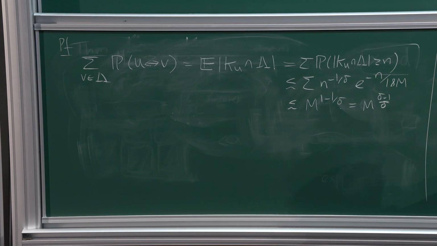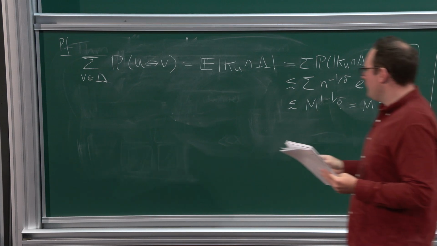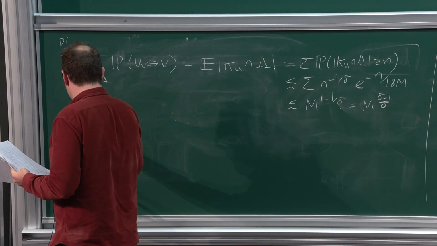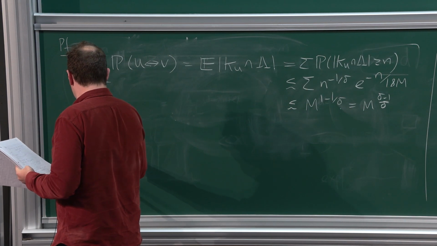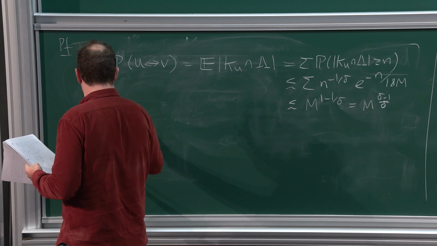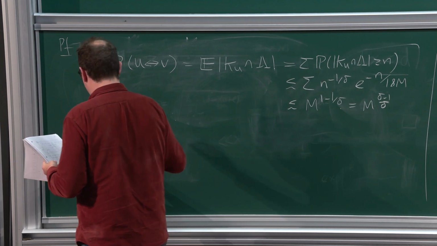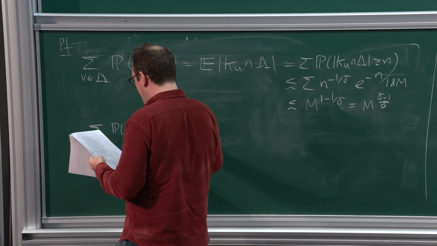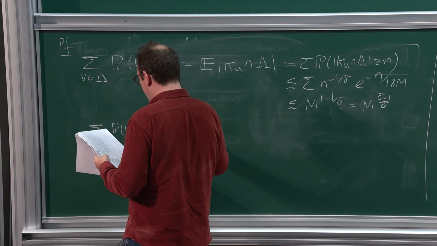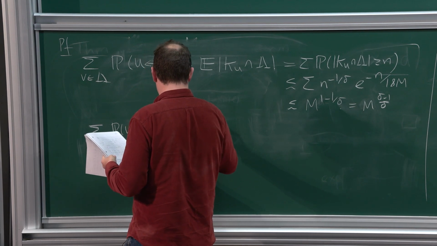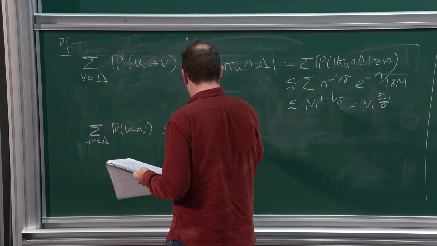Okay? In particular, if I sum over both vertices, it's bounded by the size of lambda times this. Just trivial.